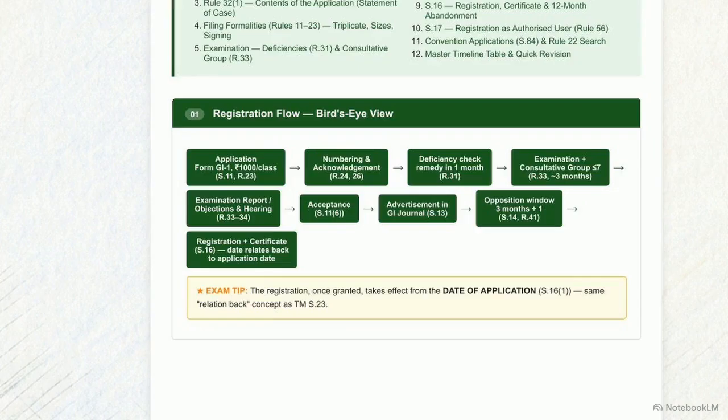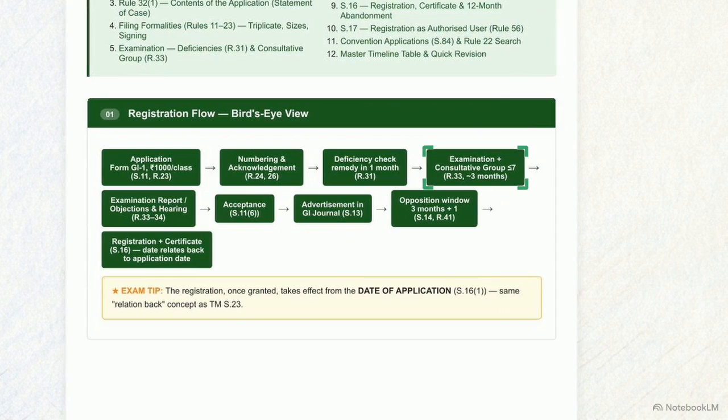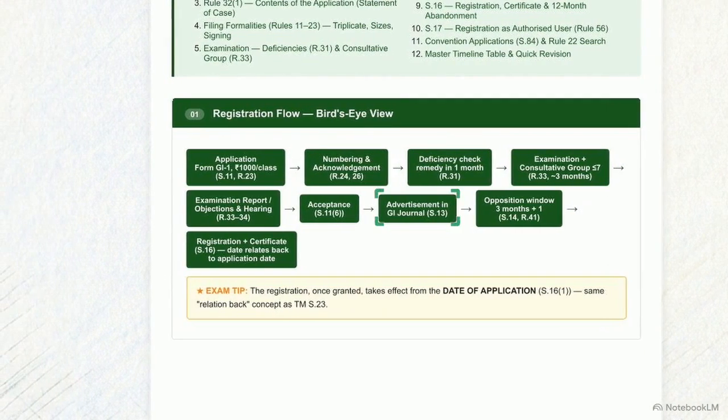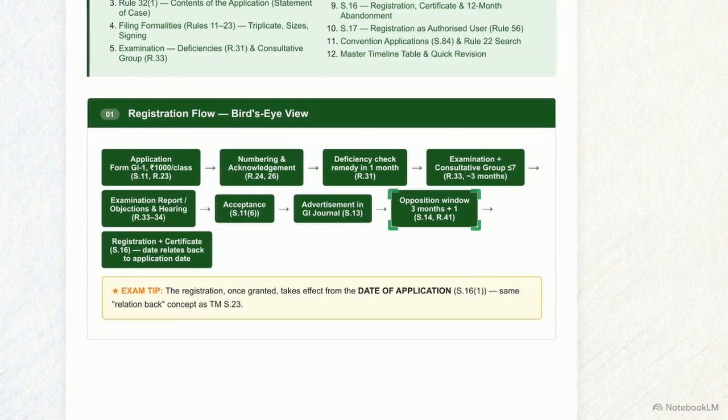The procedural pipeline begins with a filing on Form GI-1, requiring a fee of 1,000 rupees per class. Following acknowledgement, the registry conducts a deficiency check. If defects are identified, the applicant has 1 month from receipt of notice to provide a remedy. The application then enters the examination phase, which utilizes a specialized body known as the Consultative Group. The process continues through the examination report, any subsequent objections or hearings, and finally, acceptance and advertisement in the GI journal. Once advertised, the opposition window opens for a period of 3 months, which is extendable by a maximum of 1 month. If the application survives the opposition phase, it proceeds to final registration.